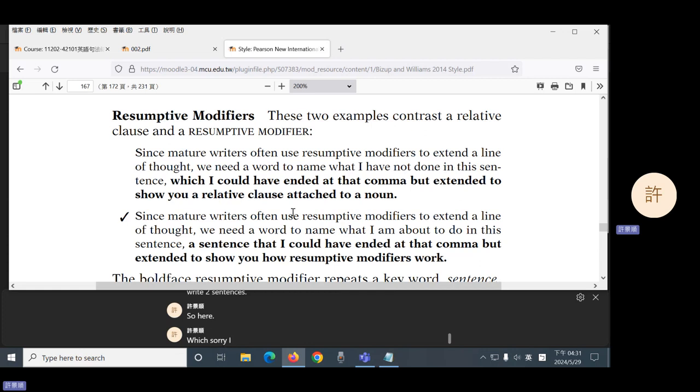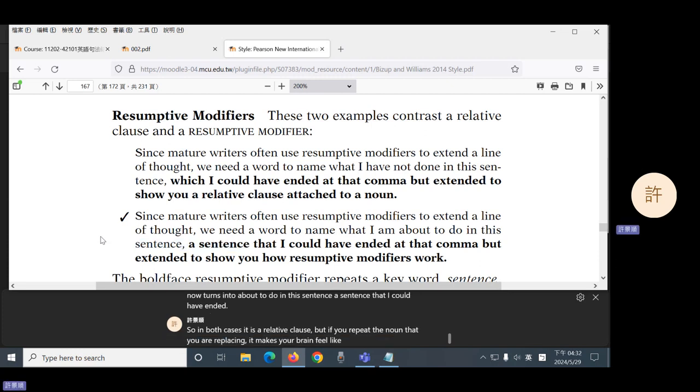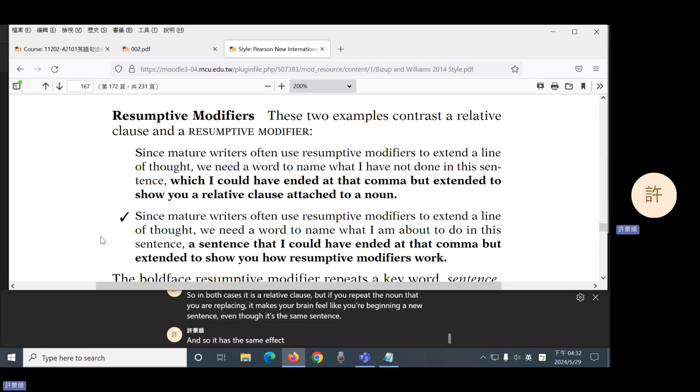I have not done, in this sentence which I could have ended, now turns into about to do in this sentence, a sentence that I could have ended. So in both cases, it is a relative clause. But if you repeat the noun that you are replacing, it makes your brain feel like you're beginning a new sentence, even though it's the same sentence. And so it has the same effect as when you cut the sentence into two different sentences.